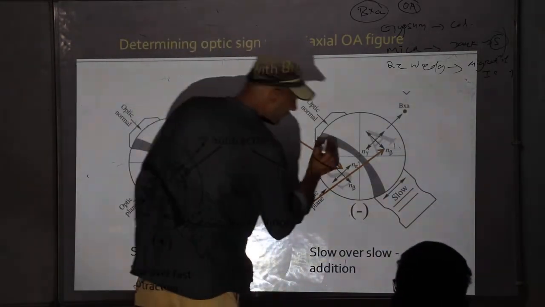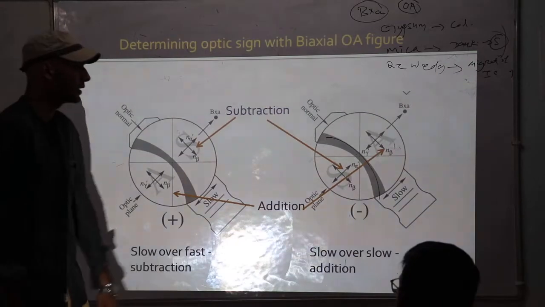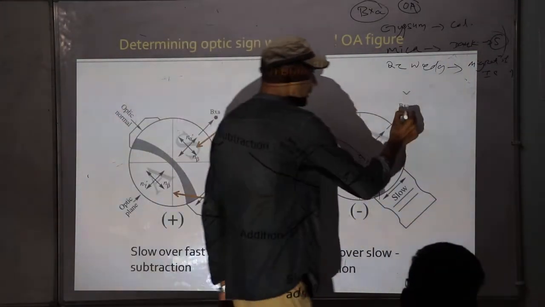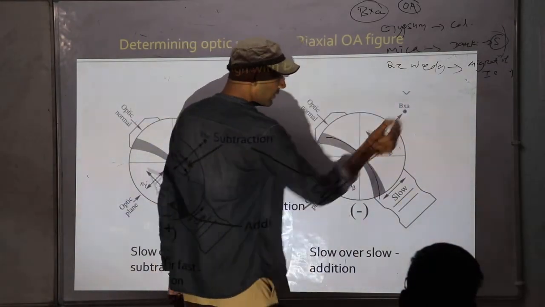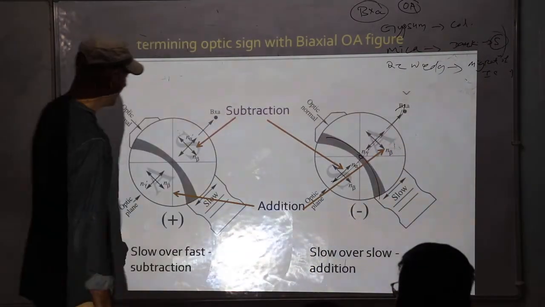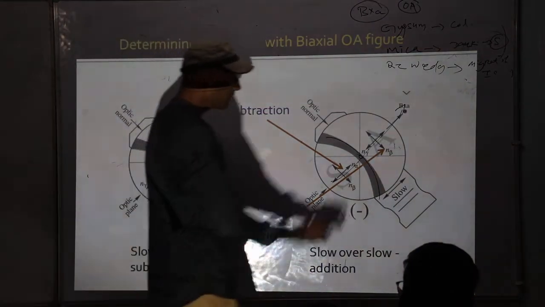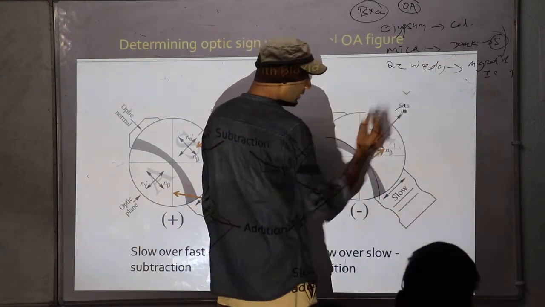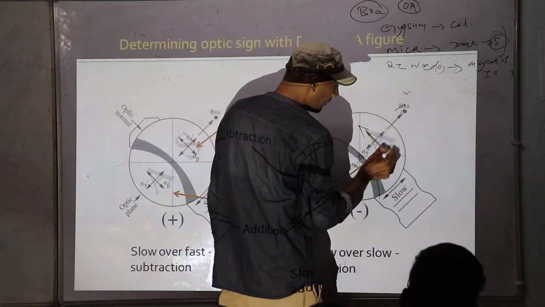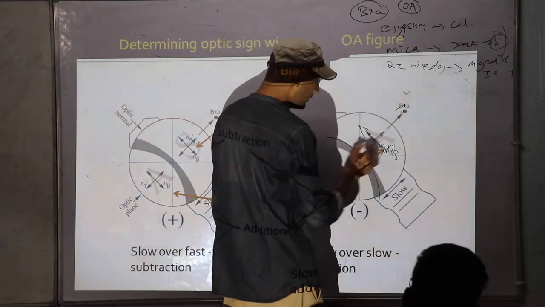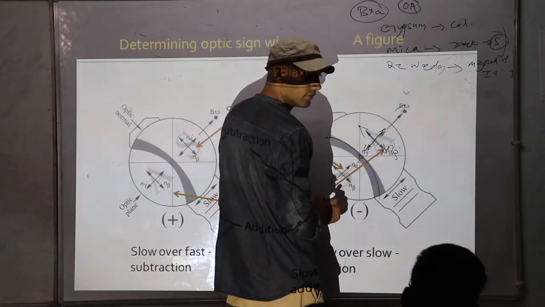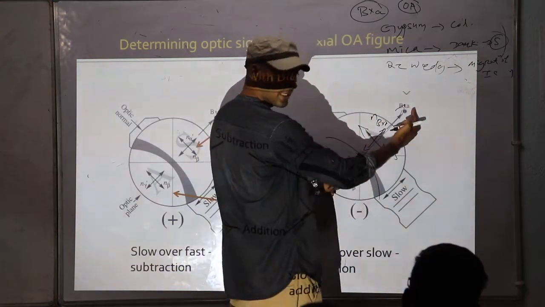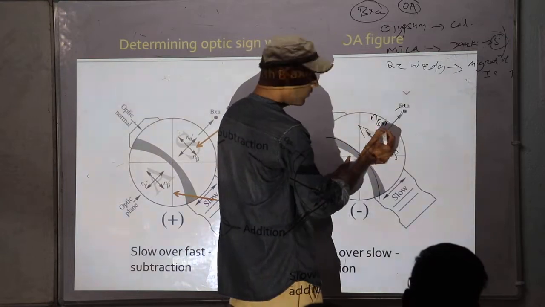As I have told you, if this is the isogyre, this is the melatope, the BXA and next melatope will be in this direction, right? So what happens? The optic plane is here. In this direction you are getting BXA. That means this is our n beta, which is perpendicular to the optic plane, and this is BXO, right? You are getting BXA in this direction, so this will be BXO.